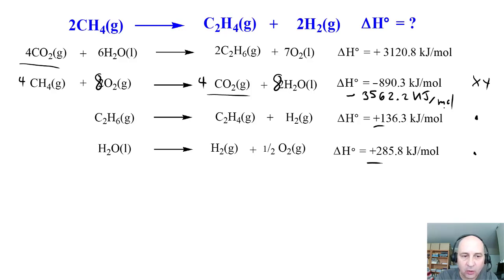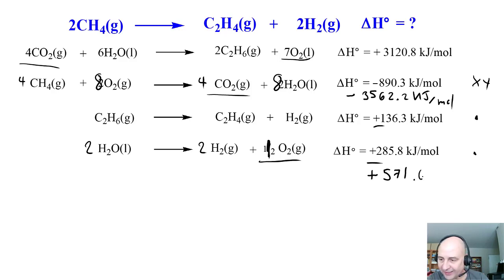Then we can look at the oxygen molecules if you wish. We have 8 on the reactant side, 7.5, so that doesn't work. But if we just simply multiply this last reaction through by 2, we can get 8 on the product side. So we get 2, 2, and then 2 times a half is 1. So again, we have to also double the delta H. So this is going to turn into plus 571.6 kilojoules per mole. And then the last one we need to look at is the C2H6.